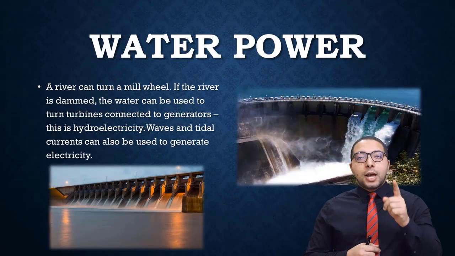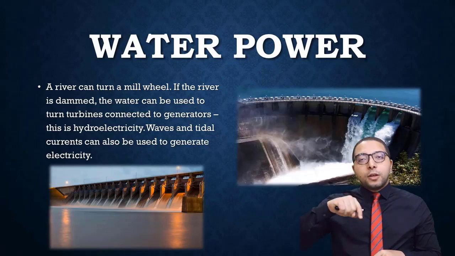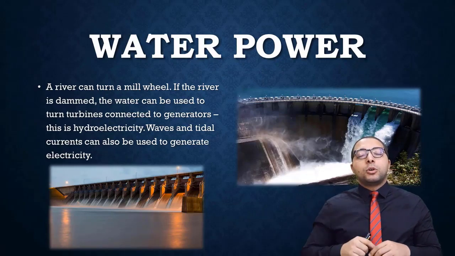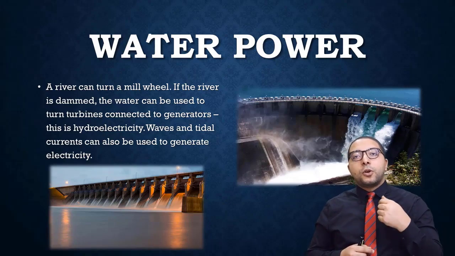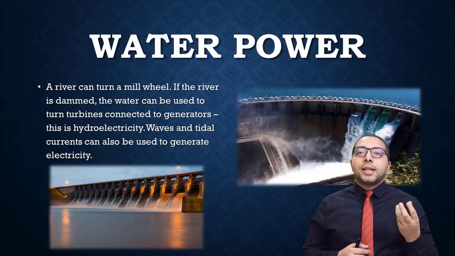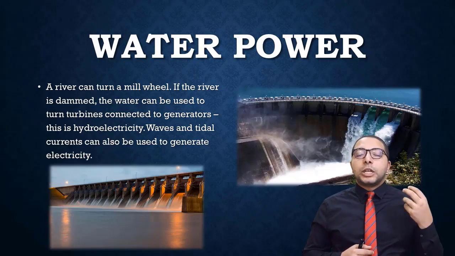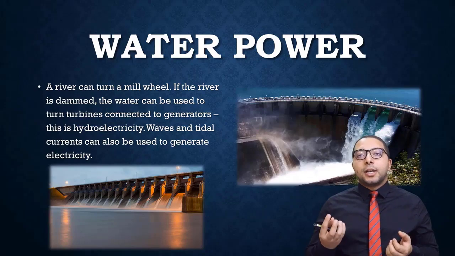A river can turn a large wheel by the help of the water. This wheel will be moving. When this wheel moves, it's going to make the turbine move. When the turbine moves, it's going to start generating electricity. So we are generating electricity by the help of movement, changing kinetic energy into electrical energy.